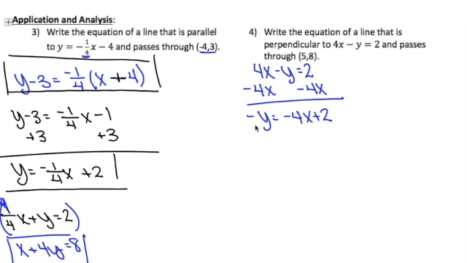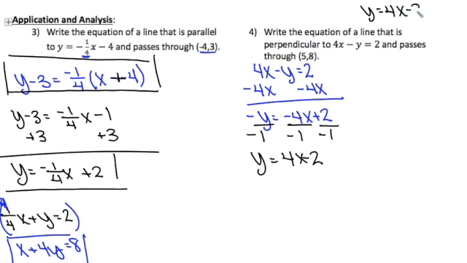And I need to divide everything by negative 1 to get y by itself, so y is equal to a positive 4x plus, or minus 2, sorry. Minus 2 because 2 divided by negative 1 is negative. So I know my equation of my line is y equals 4x minus 2.